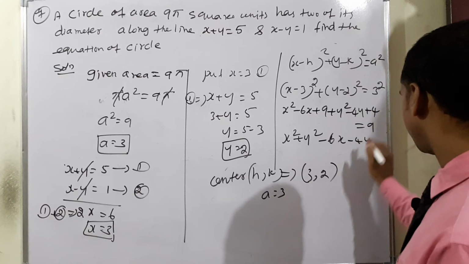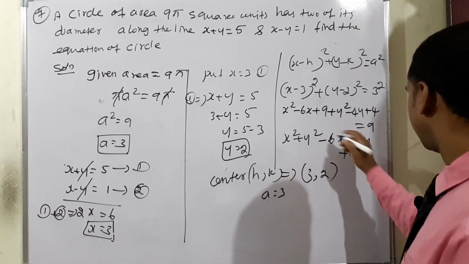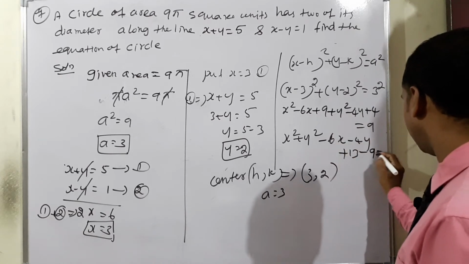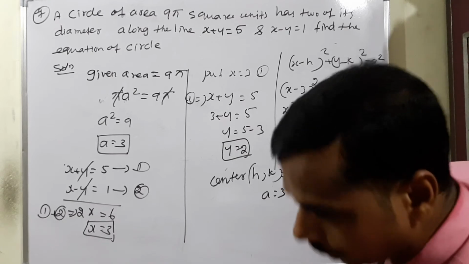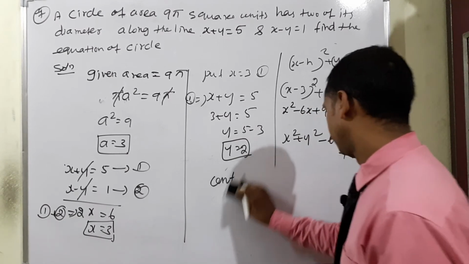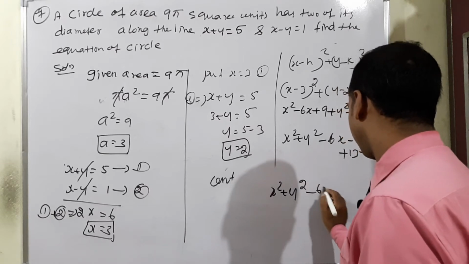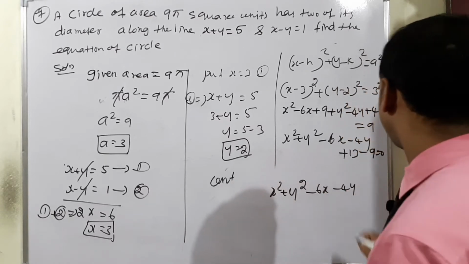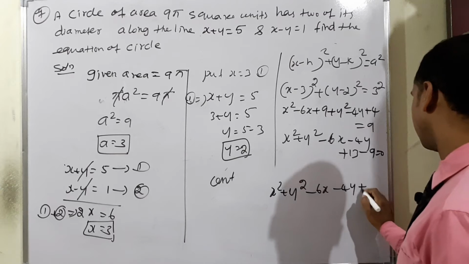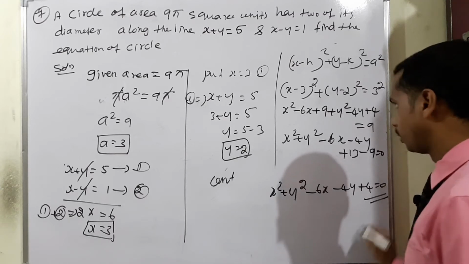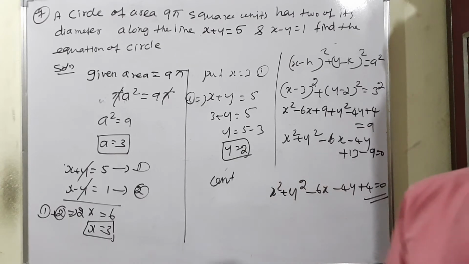Then order-wise, x square plus y square, the coefficient of x is minus 6x, minus 4y. So, 9 plus 4 is equal to 13, plus 9 brought to the opposite side means minus 9, is equal to 0. Therefore, the final answer: x square plus y square minus 6x minus 4y plus 13 minus 9, which means plus 4, is equal to 0. This is the answer for question number 7. I will continue with the next question.